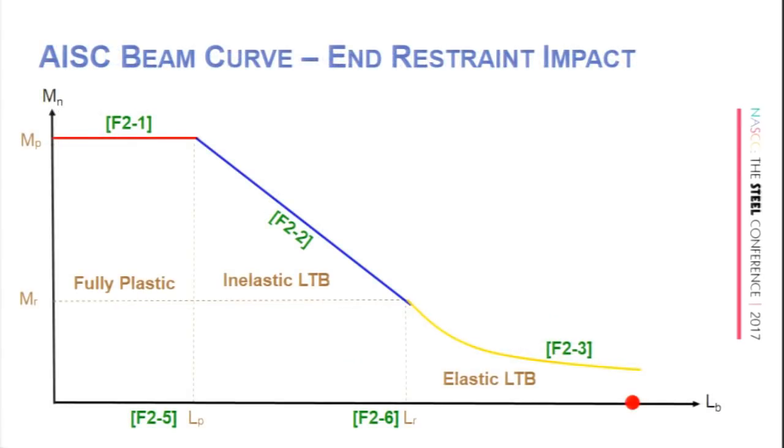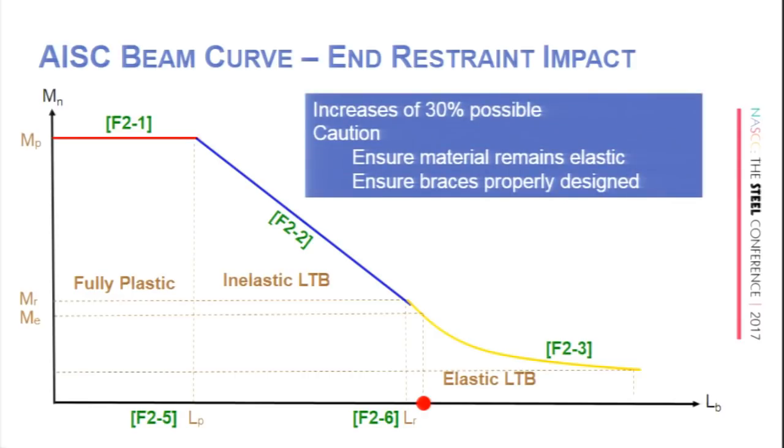Finally, what does that do for us on our curve? Well, if we're sitting out here with an unbraced length there, what this is going to do is allow us to slide back to have an unbraced length a little bit less than that, right, and increase our elastic buckling capacity. So increases of about 30% is what we've seen are possible.